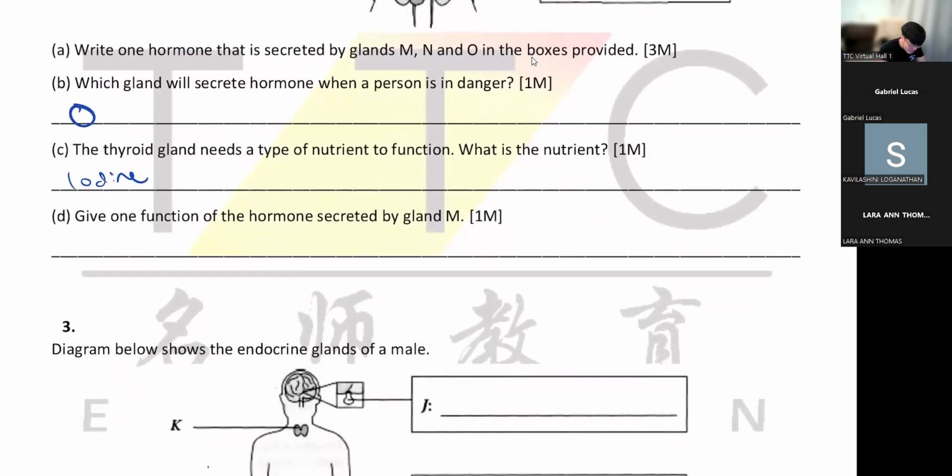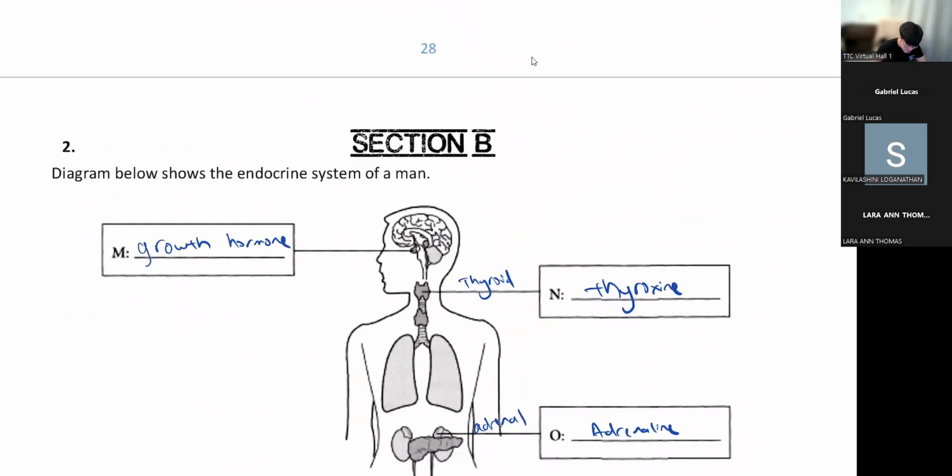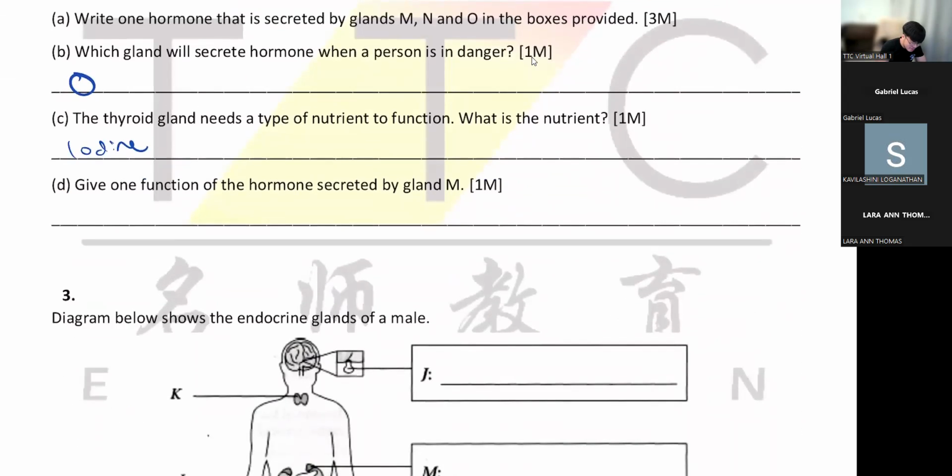Right, so that's the iodine. So next, give one function of the hormone secreted by gland M. Gland M is your growth hormone. So what's the function? This is to stimulate growth, to make you grow taller.